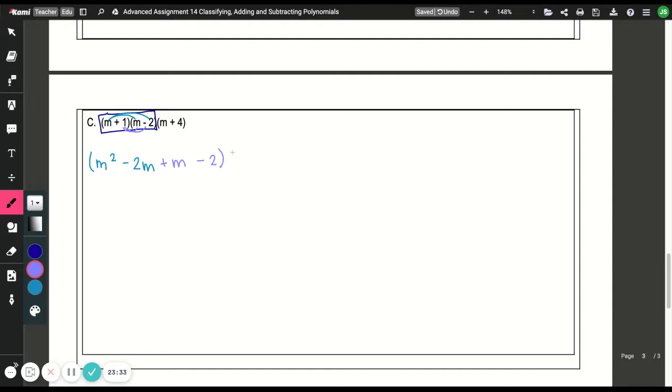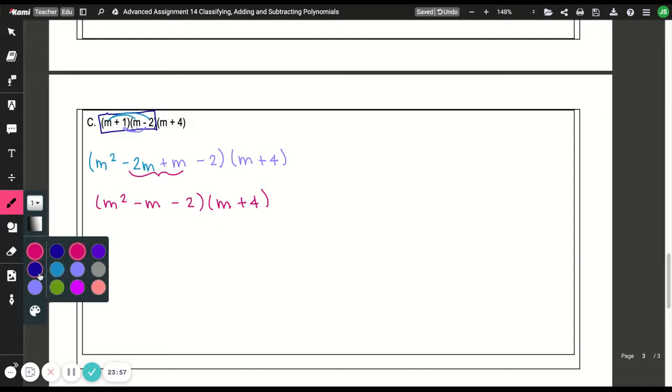We still have the m plus 4. Like, don't completely forget it. It's still there. We're just not doing anything with it quite yet. So just like we did above, we're going to combine these 2 middle terms. M squared minus m minus 2. And then m plus 4. So now we have these 2.